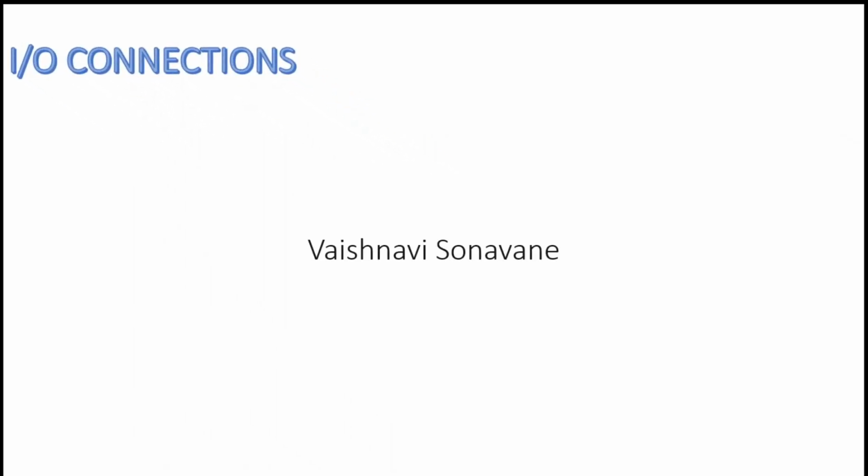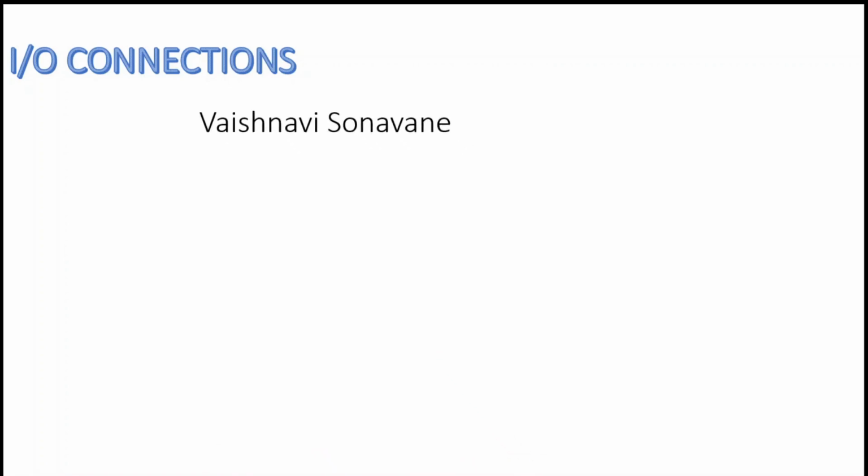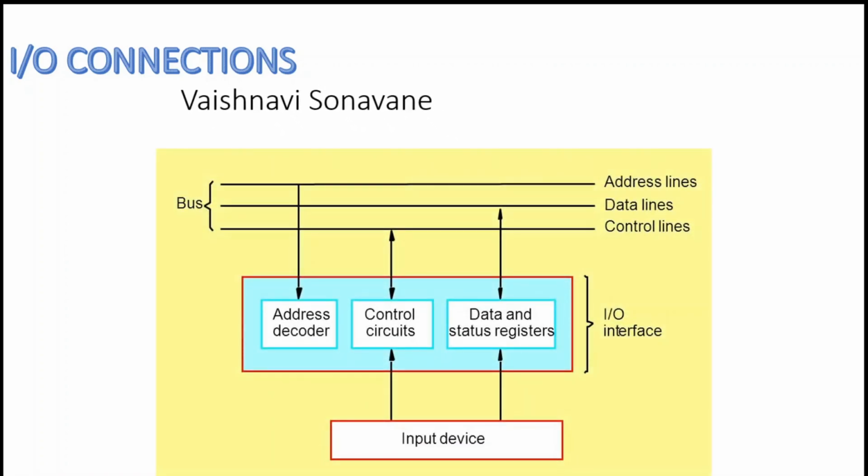Now I am explaining the connection of I/O bus to the I/O interface. As shown in the diagram, CPU has three lines: address lines, data lines, control lines. As you can see, the processor is not directly connected to any of the devices. We have an interface between each device. So there are three interface units: address decoder, control circuit, data. Among them, control circuit and data are connected to the input device.